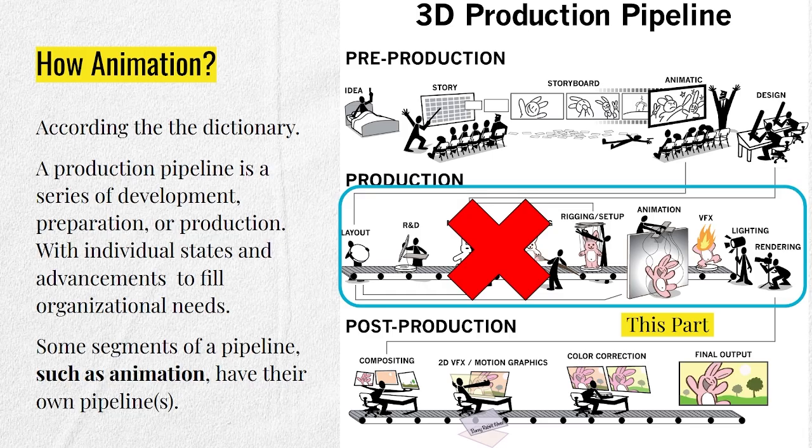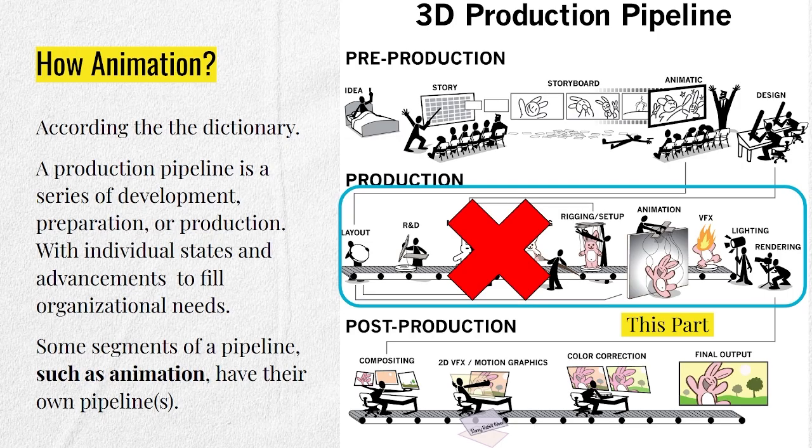So, according to the dictionary, a production pipeline is a series of development and preparation or production steps. So there are going to be individual parts of a pipeline that you have to do. You have to do A to get to B. You have to do C to get to D. And you need to use B in order to get to C. All that jazz.